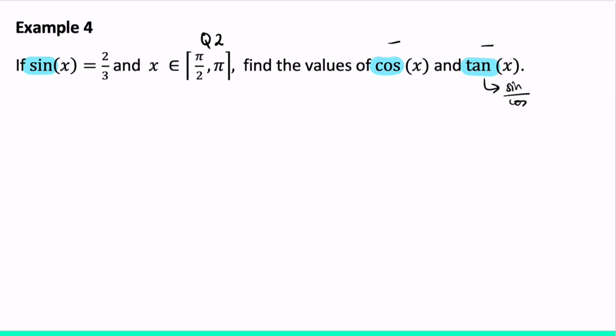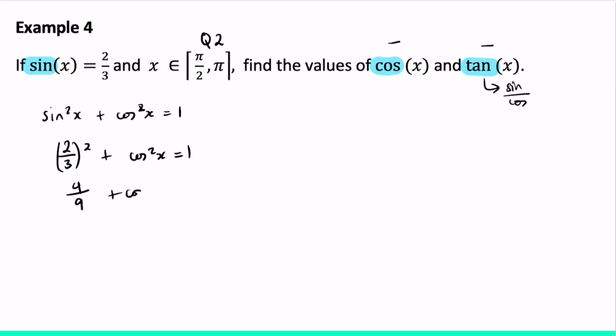Okay, so the main identity I'm going to use is sine squared x plus cos squared x is equal to 1. And basically I'm just going to substitute and then solve for cos, just like we did before. So sine is 2 on 3 squared plus cos squared x is equal to 1. I'm going to expand that, so that's 4 on 9.